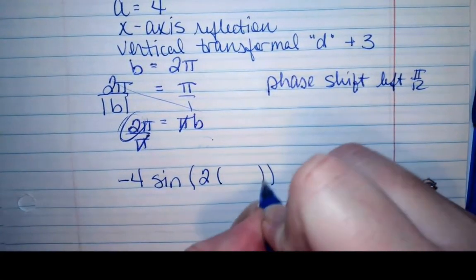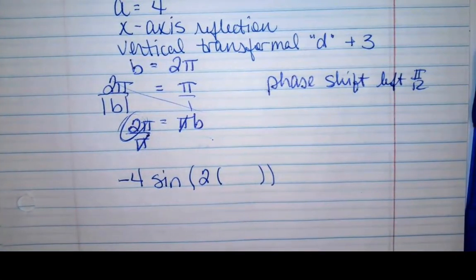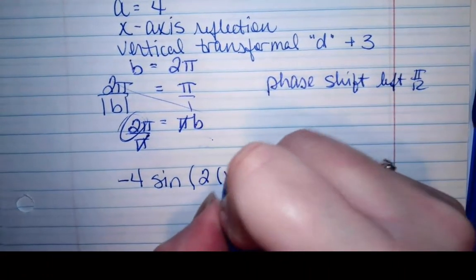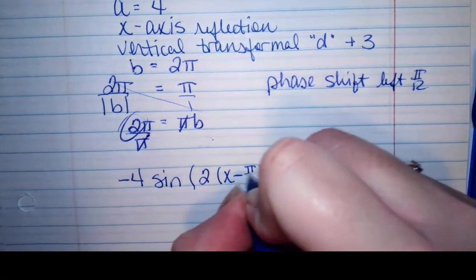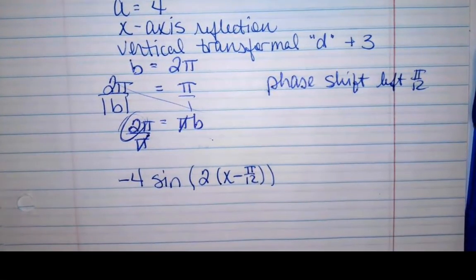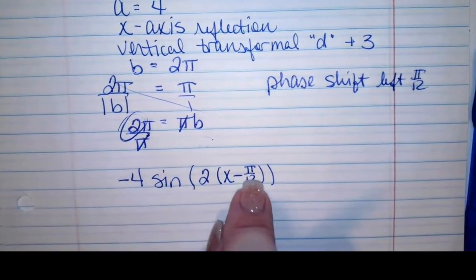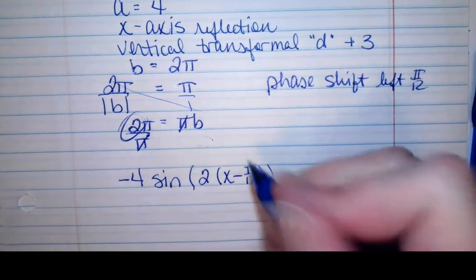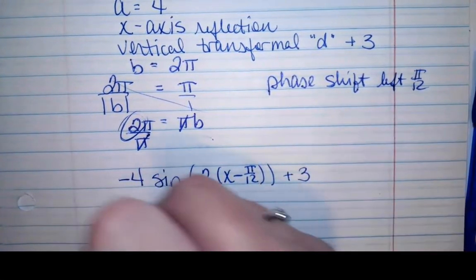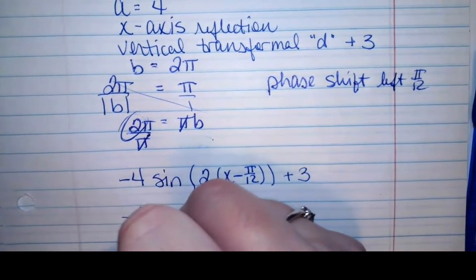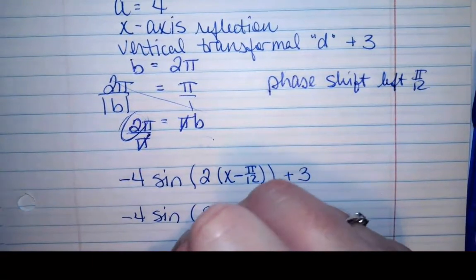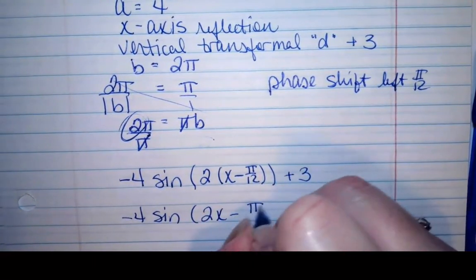And that's going to be multiplied to my phase shift. So what did my phase shift do? He went x minus pi over 12, so that says I went left pi over 12. Finally, don't forget we went up 3. So now I can continue this, clean it up a little bit, and I got 2x minus a pi over 6 plus 3.